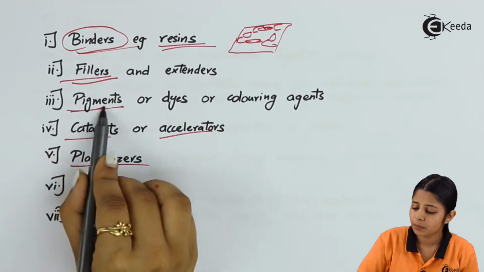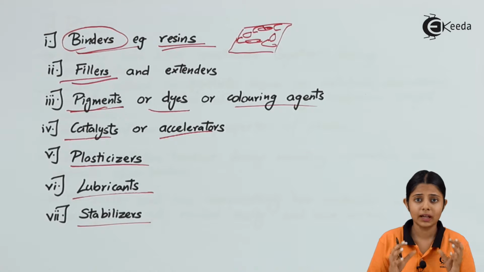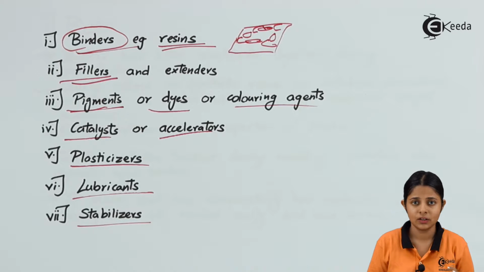The third are pigments or dyes or coloring agents. Whenever we look at plastic, it generally comes in all colors possible. There is no single color which will not merge with plastic, and thus we add certain pigments or dyes inside the plastic resin to make sure that it looks more attractive in vivid colors.